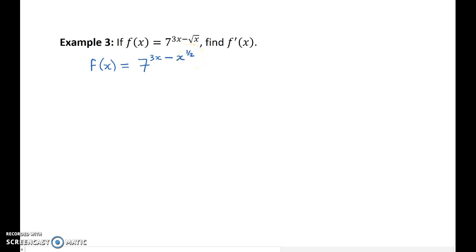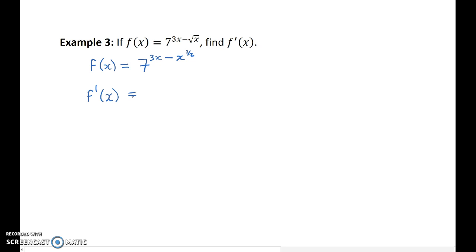Okay, so anytime in calculus that you're dealing with square roots, rewrite them as powers because it's going to be a lot easier for you in the long run. And at the end we can convert it back. So if f of x is equal to 7 to the power of 3x minus x to the power of 1/2, and we differentiate, well, the derivative of f of x is f prime of x.